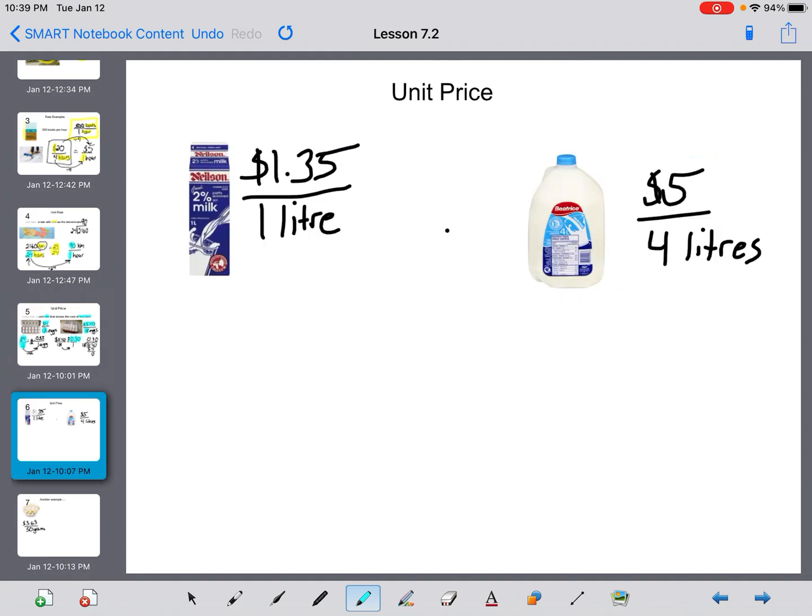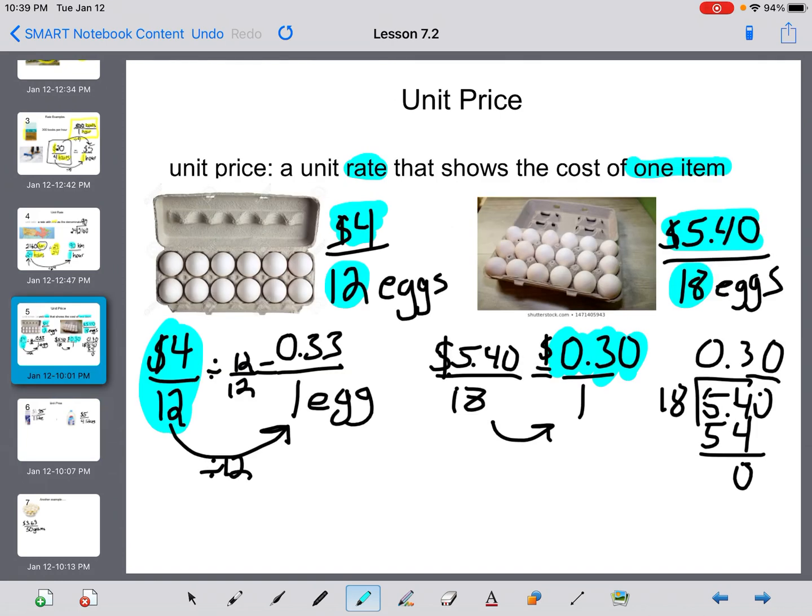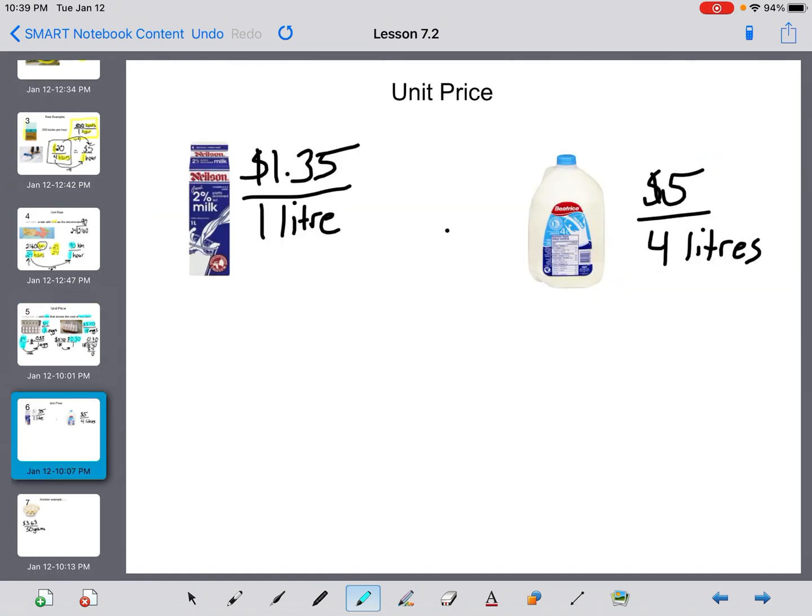All right, let's take a look at another example with unit price. So remember when we talked about unit price, I talked about that the definition is the cost of one item. But you can also simplify that to something like the cost of, say, 1 liter. Okay, so we can also use unit price just to narrow it down.